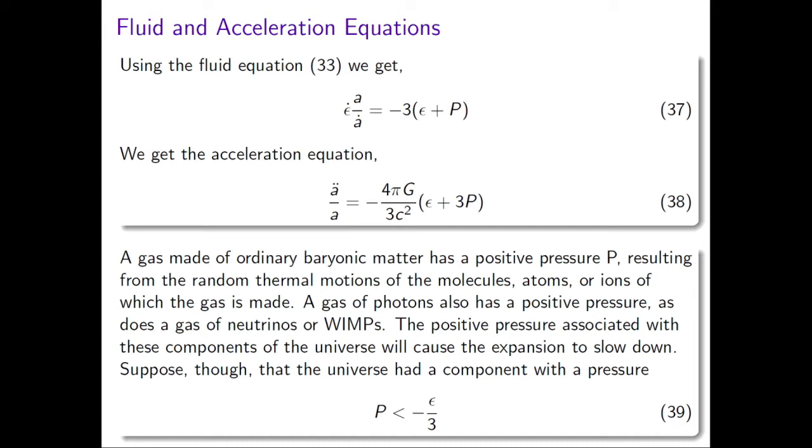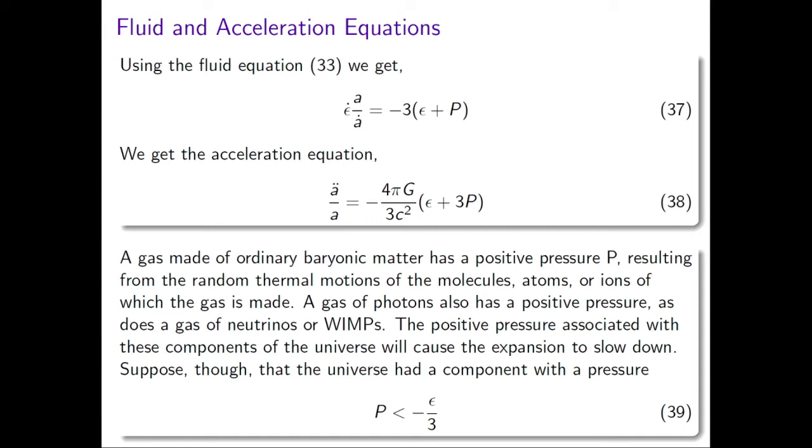So the positive pressure associated with these components of the universe, because the pressure is positive, will basically cause the expansion to slow down. So since this is causing the expansion to slow down, it means that the rate of expansion is not constant, whereas it should otherwise be constant or increase constantly. But since the presence of baryonic matter exerts a positive pressure, this causes the expansion to slow down.